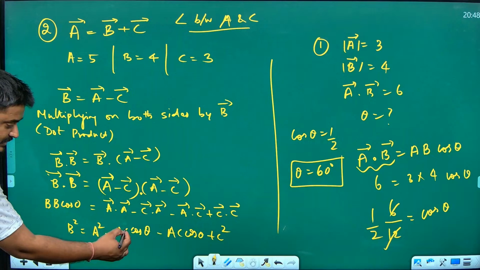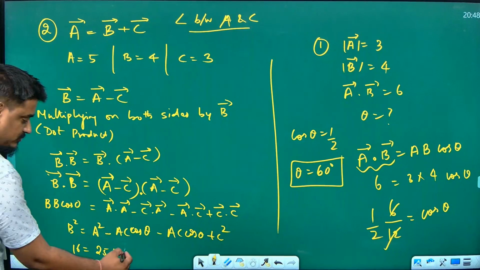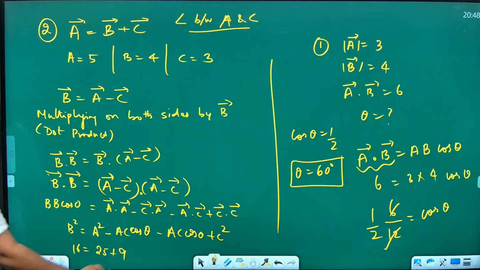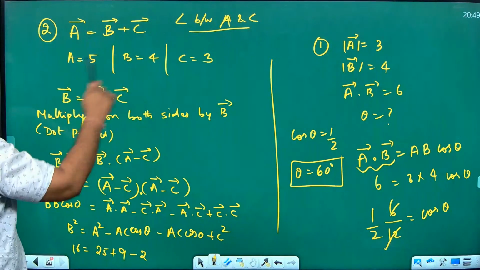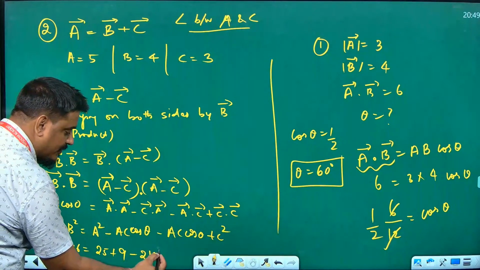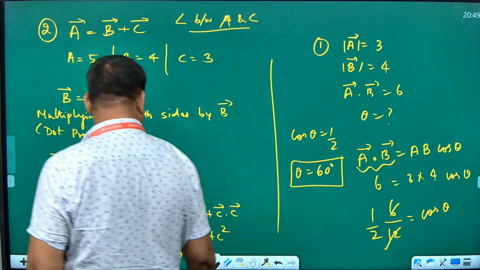After this, see here, what is B magnitude? 4, 16 is equal to, what is A's magnitude? 25 plus what is C's magnitude? 9 minus 2 into what is AC? A and C 15 into cos theta. Can you solve this?